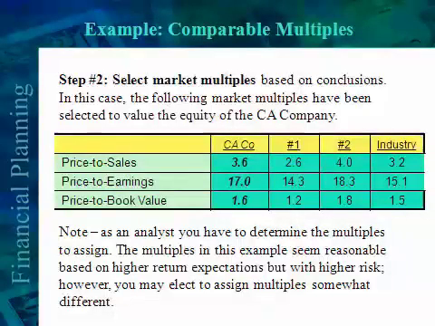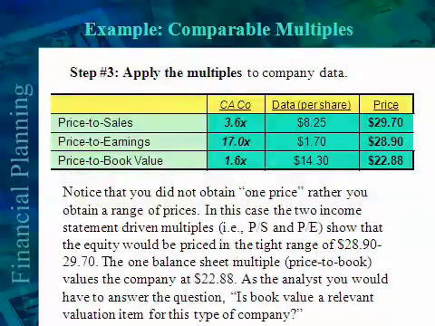The next step is to select the multiples that will be applied for valuation purposes. The multiples on this table seem reasonable based on higher return expectations, but with higher risk. However, you may elect to change them somewhat. The final step is to apply the multiples that you've identified to the financial data and the projections for the CA company. Notice that you did not obtain one price. Rather, you obtain a range of prices.